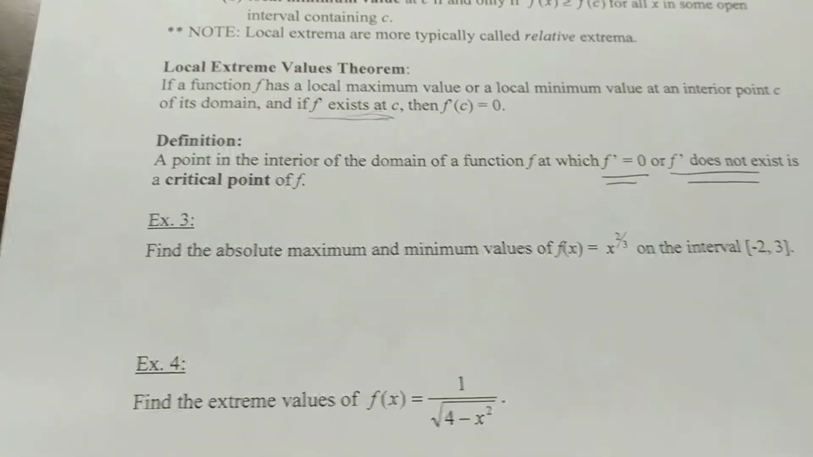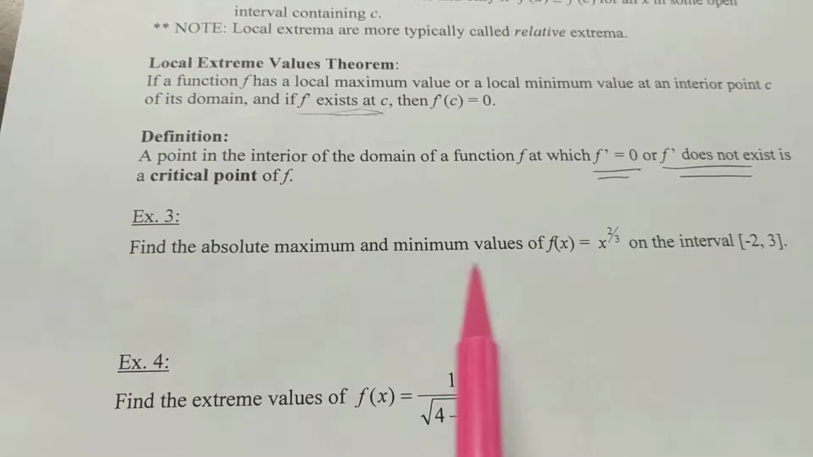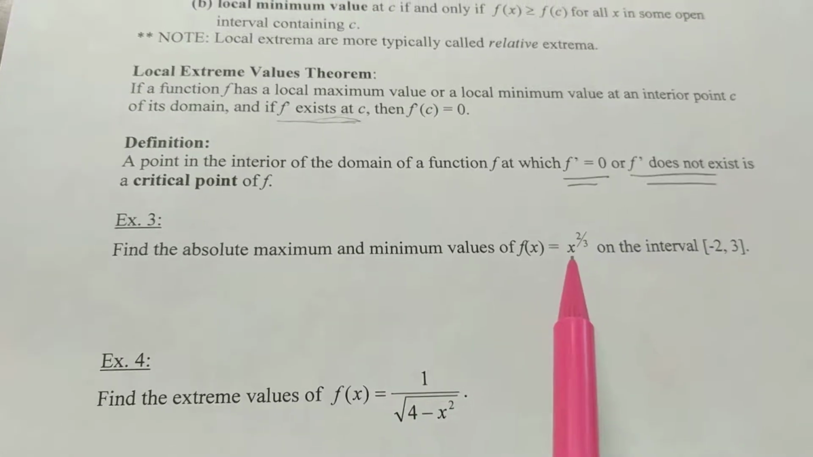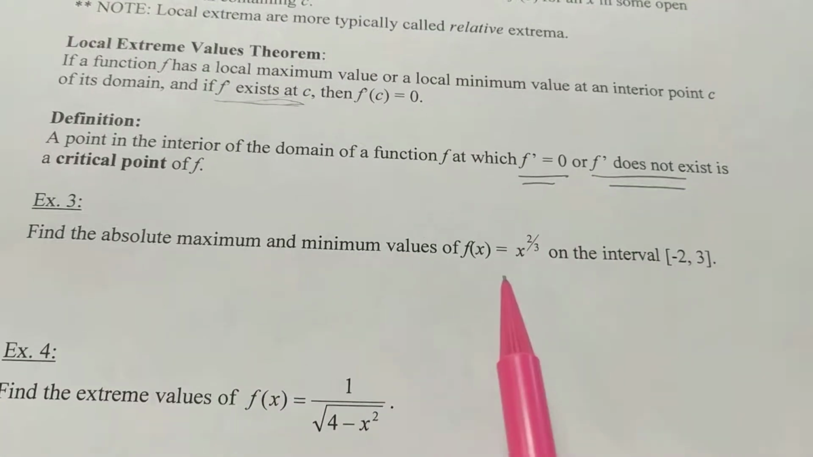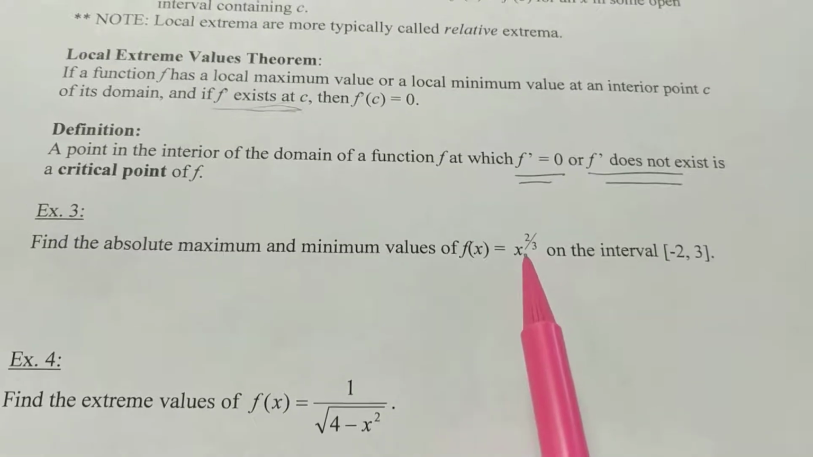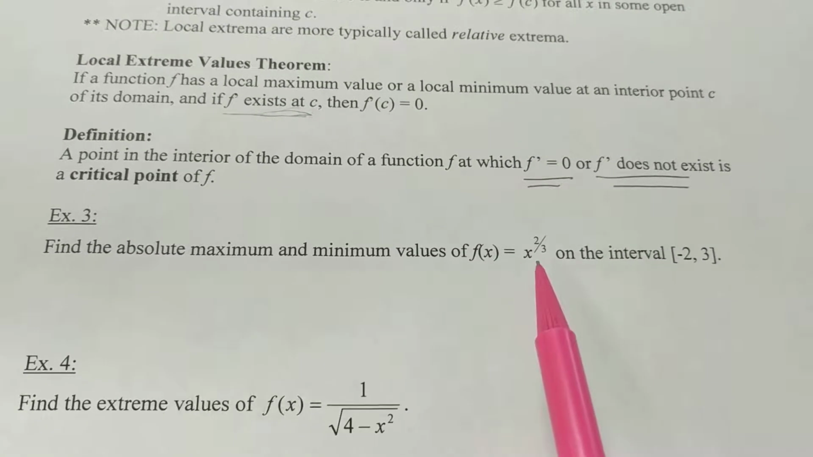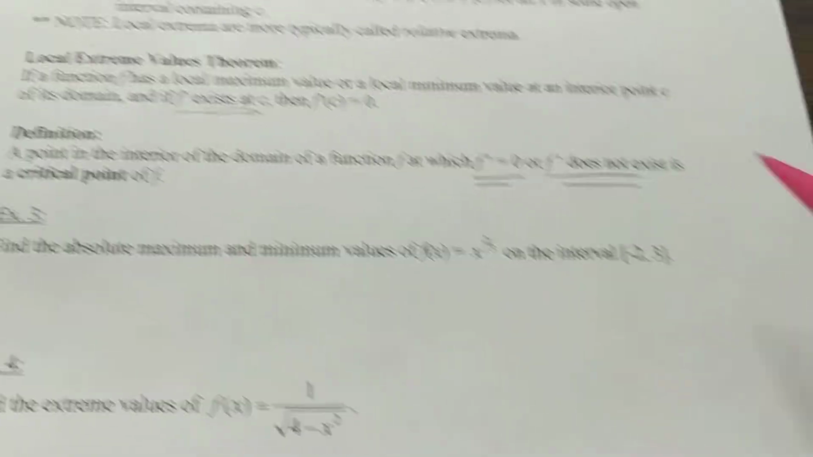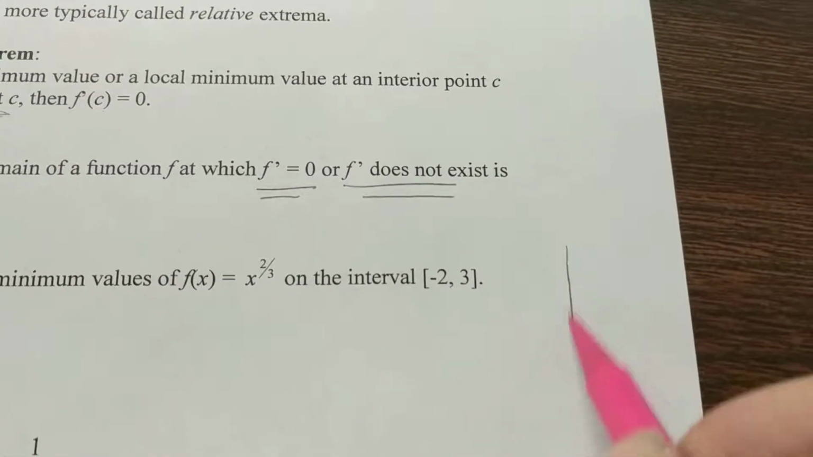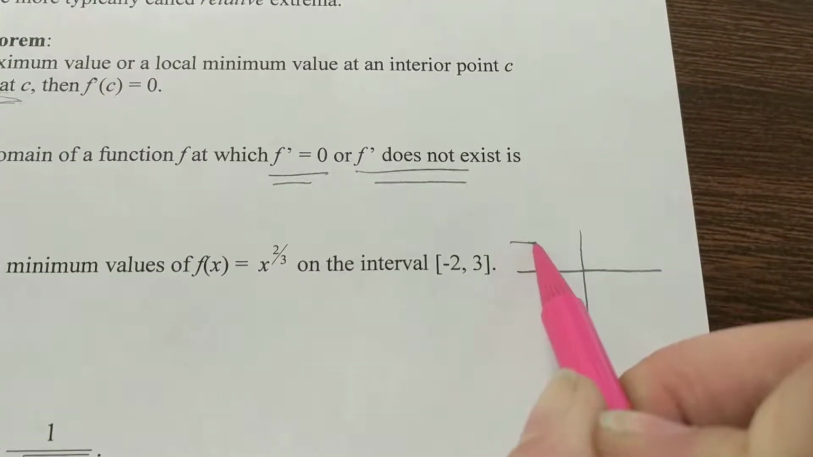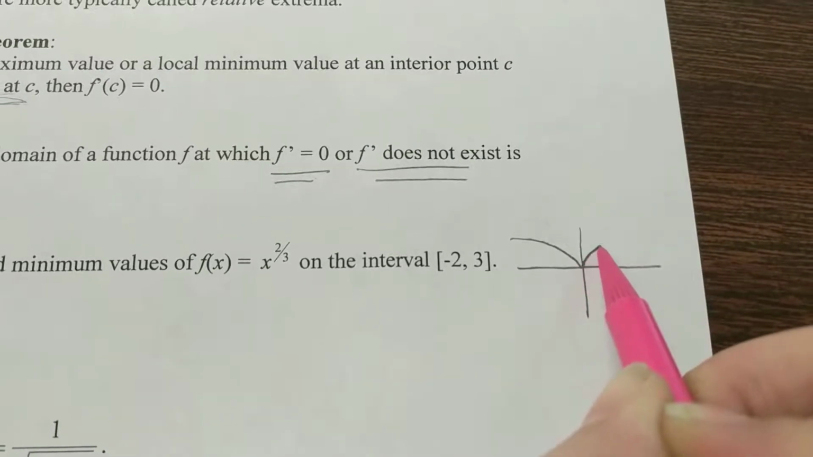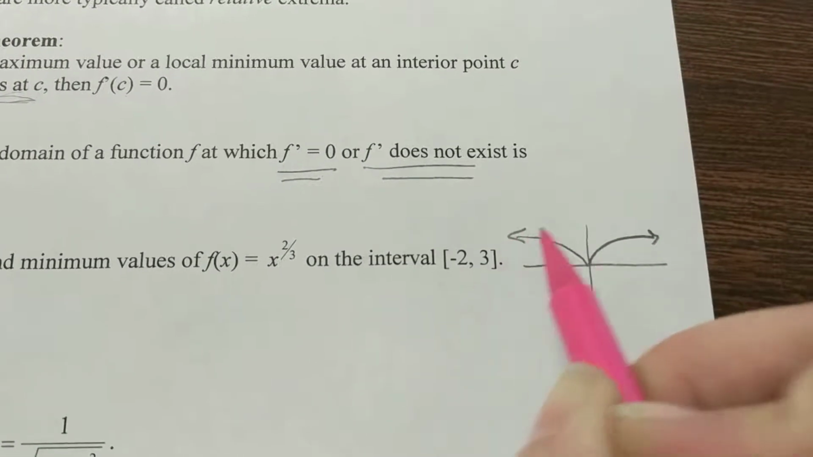Example 3 asks us to find the absolute max and min values of x to the 2/3. And if you know anything about Mrs. Meyer, this is my favorite function. This is the kindergarten seagull, or your first grader seagull graph. So x to the 2/3 looks like this. It has a nice little cusp at 0.